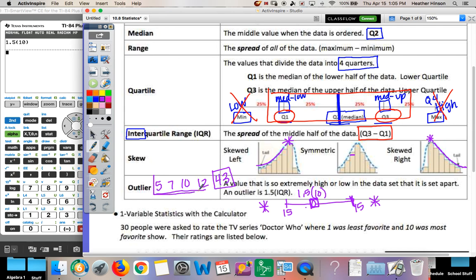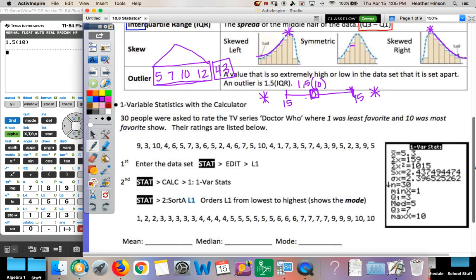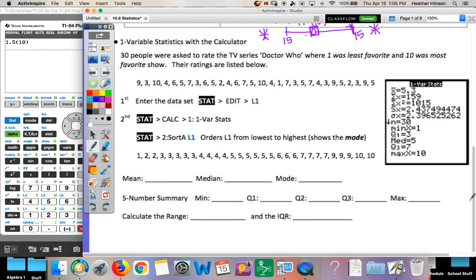Like this is your city or your house, and this is sitting outside your house. It is not related to the rest of these numbers. It's still in the data, it's just not in those numbers. It doesn't fit very well. Okay, so we're going to find all of this information in the calculator. We're not going to make you find this out by hand.